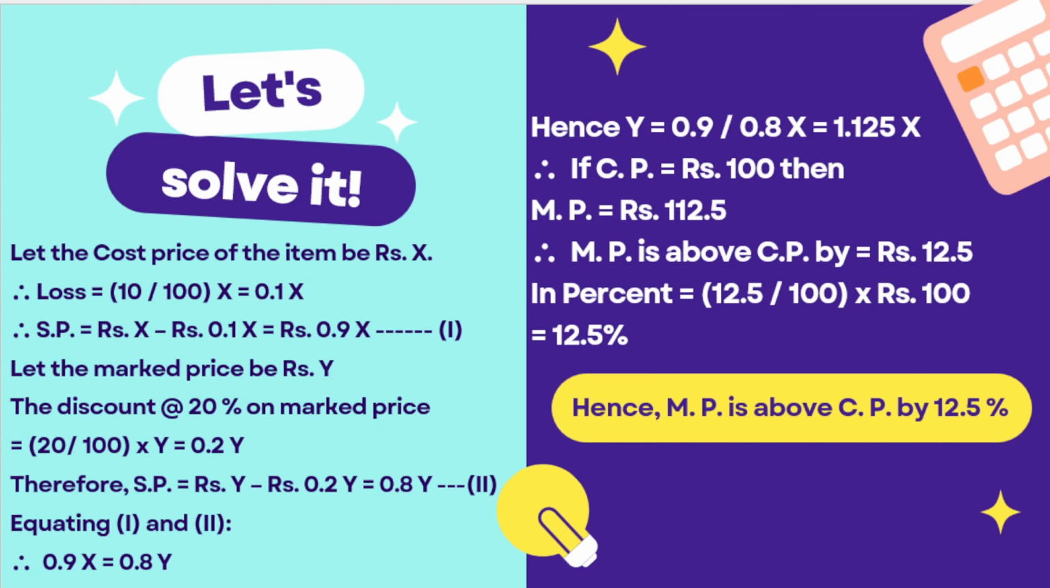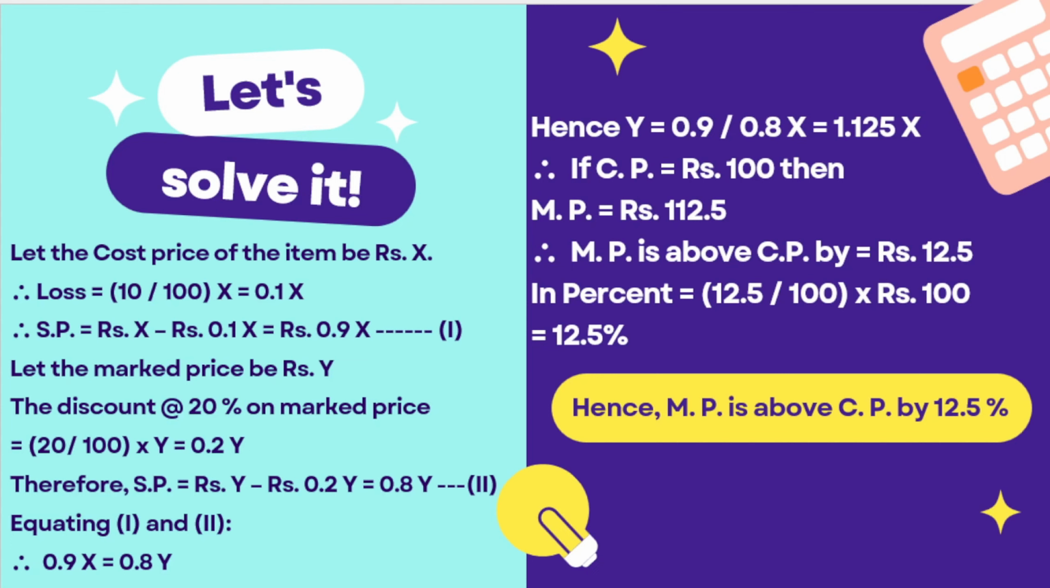Now, let the marked price be rupees y. Then the discount at the rate of 20% on marked price can be calculated as equal to 20 divided by 100 into marked price y, which comes to 0.2y. Therefore, selling price can also be calculated in terms of marked price as equal to the marked price of rupees y minus discount of rupees 0.2y, which comes to 0.8y. Let us call it equation number 2.